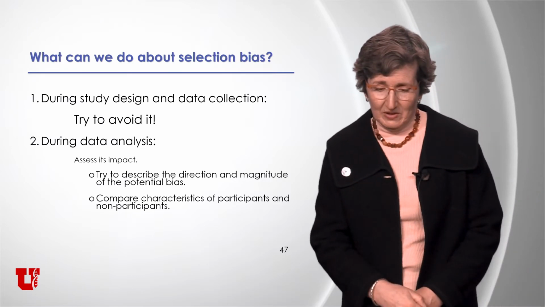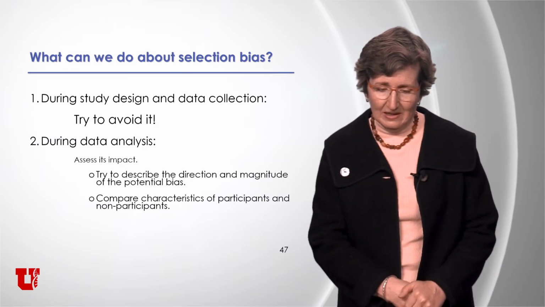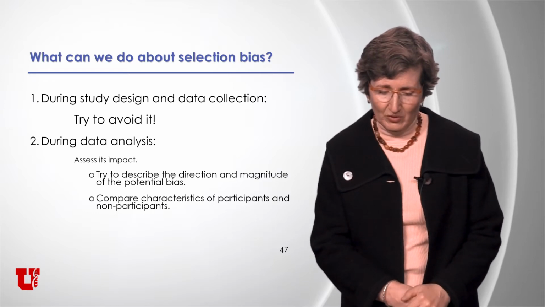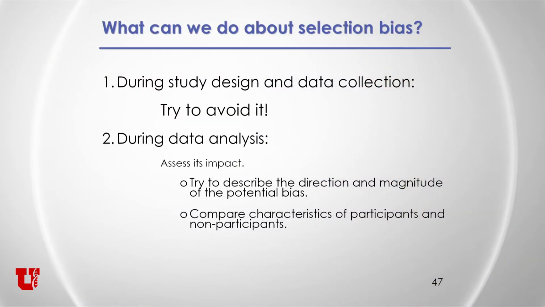What can we do about selection bias? During study design and data collection, we want to try to avoid it. During data analysis, we can maybe assess its impact, describe the direction of the bias, but the thing that's most commonly done is simply to compare the characteristics of your participants to your non-participants, if you can. Often you don't have any data about your non-participants.